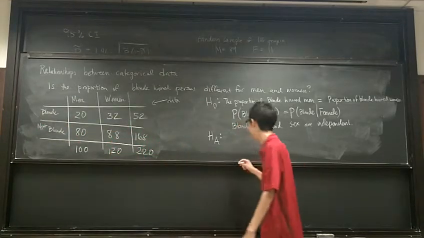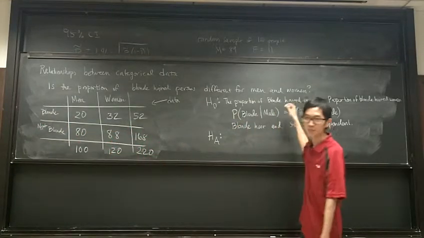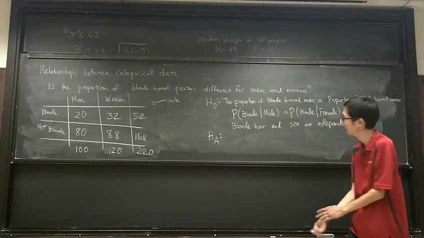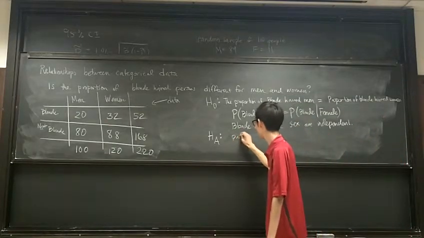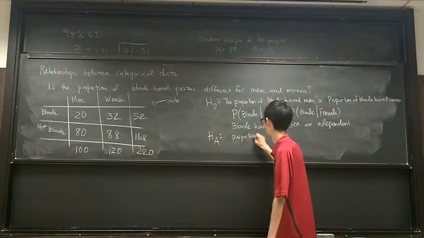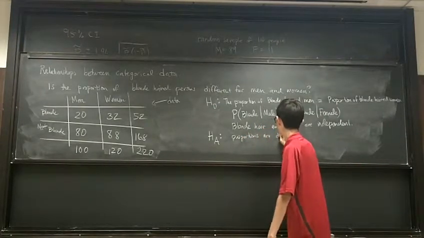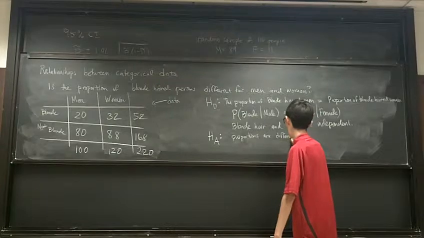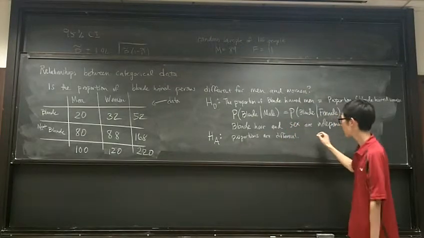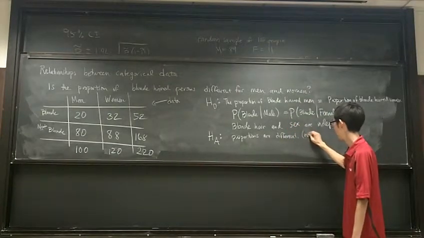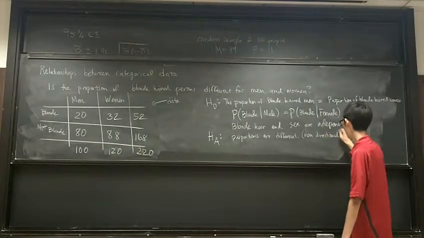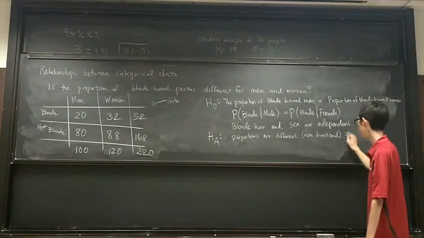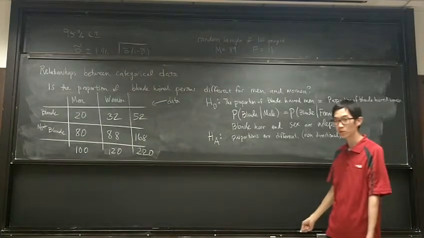The alternative is that, well, basically the opposite of the null here. Okay, so proportions are different. Okay. So if you say proportions are different, that would be non-directional. Okay. Using a not equal to sign. You could also make it directional.